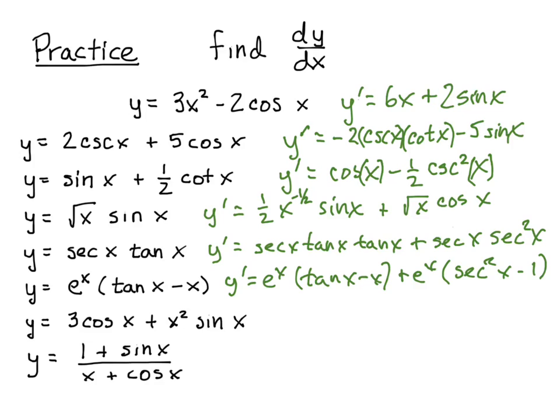Also notice that secant squared of x minus 1 can be replaced by tangent squared of x to make it a little simpler, but for the purposes of this exercise, it's not really necessary. All right, and then the second to the last one is going to be negative 3 times the sine of x. And then here we have to use the product rule: 2x sine of x plus x squared cosine of x. And so we gained a term by doing that.